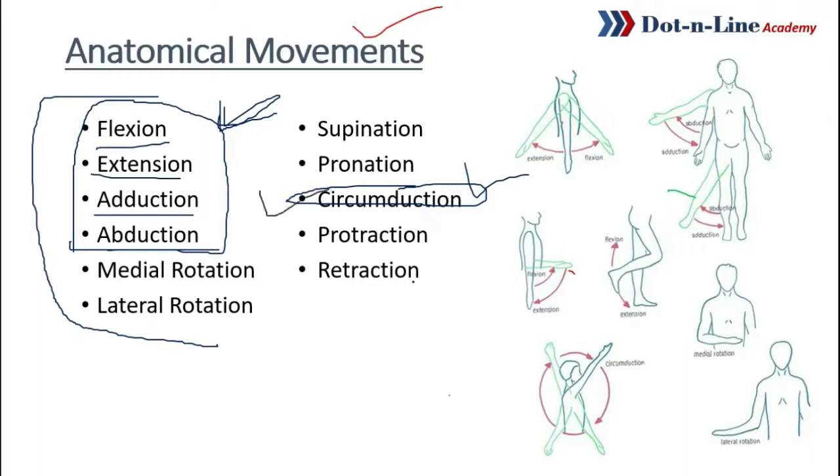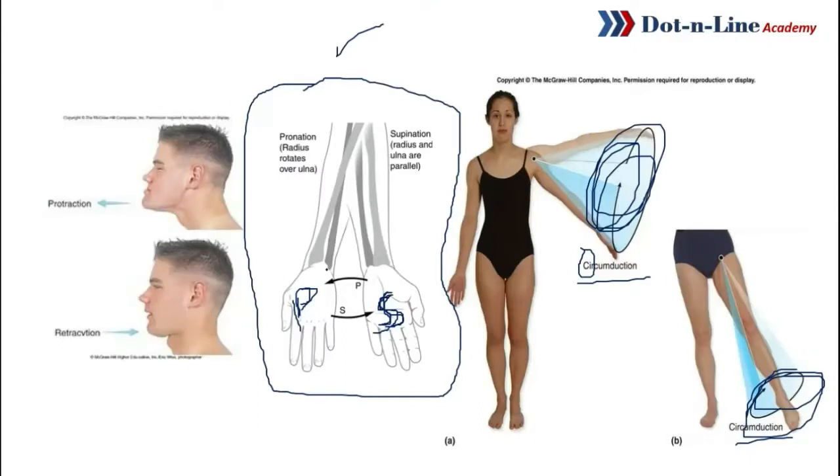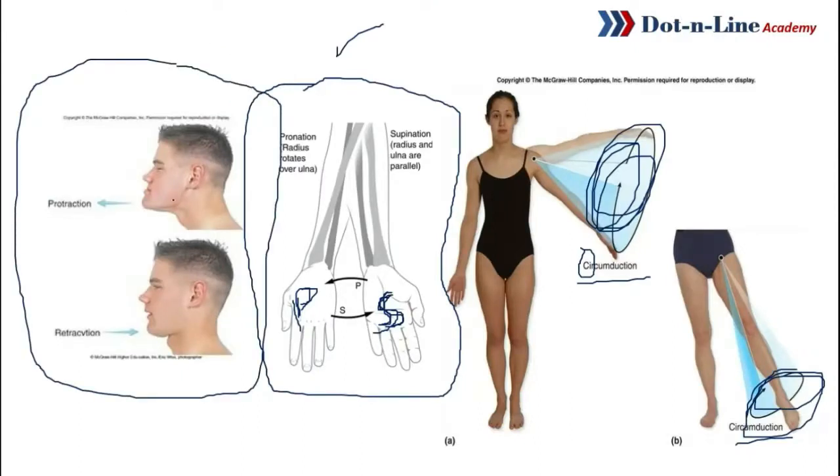Okay, and one more pair of movements there, that is protraction and retraction. So this image shows the temporomandibular joint, or this joint here near the ear, anterior to the ear. Okay.